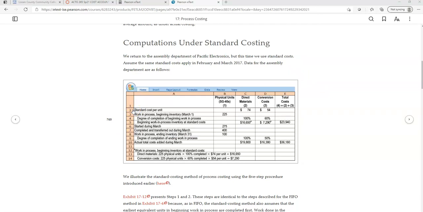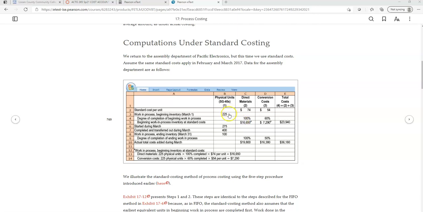One thing you'll notice here is that at the very beginning of our production cost report, we're going to have a standard cost per unit for direct materials and for conversion costs. We know that each unit should have $74 of direct materials and $54 of conversion cost. Now we'll take a look at work in process, the degree of completion of beginning work in process, and we're going to figure out the value of work in process inventory at the beginning at standard cost. So how am I doing that?